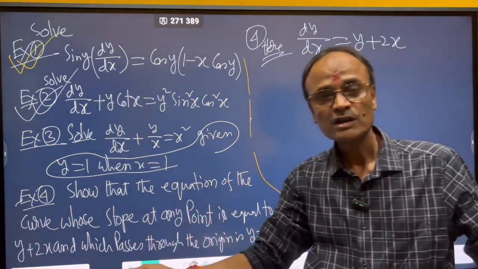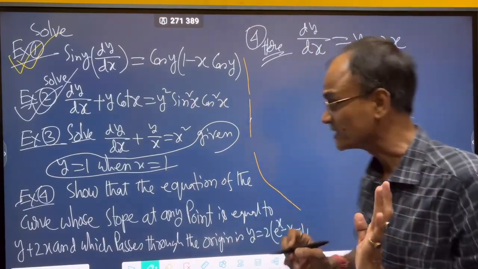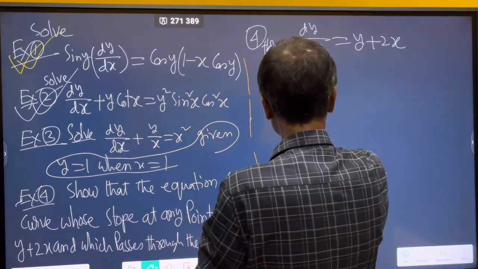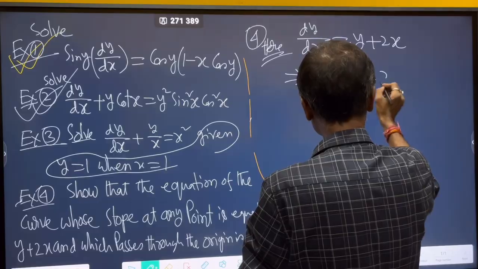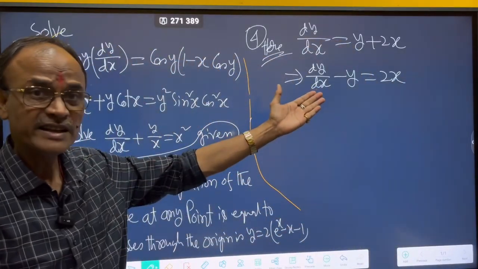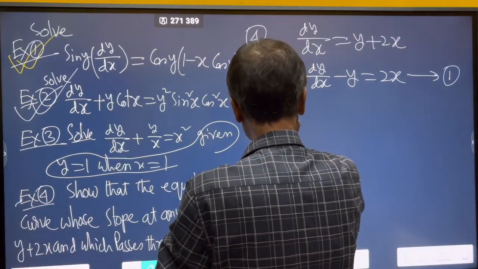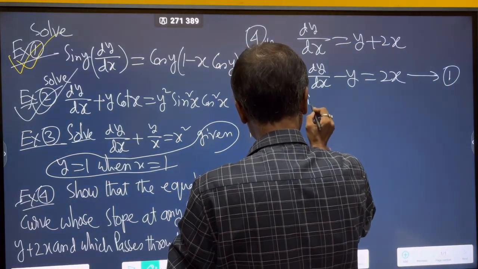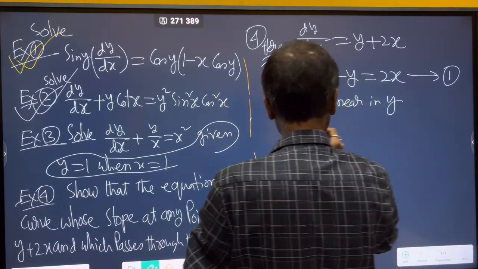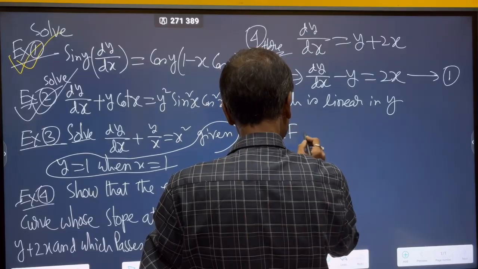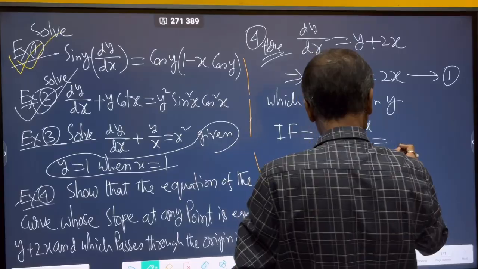Slope of the curve at any point is y plus twice x. Therefore, dy by dx is equal to y plus twice x. Now, this means dy by dx minus y equal to twice x. This is linear in y. Integrating factor equal to e to the power integral p dx, which is e to the power minus x.